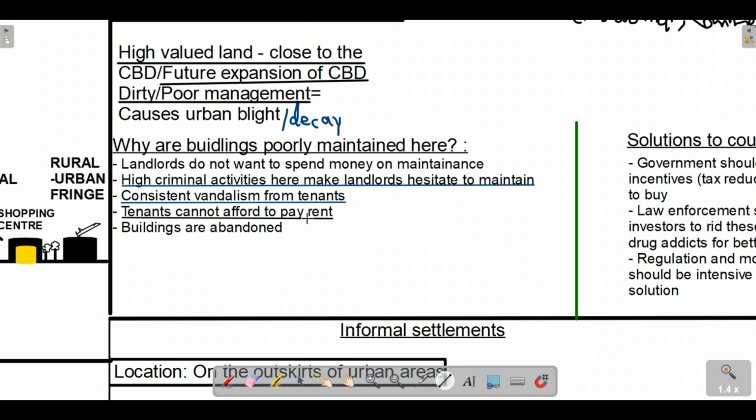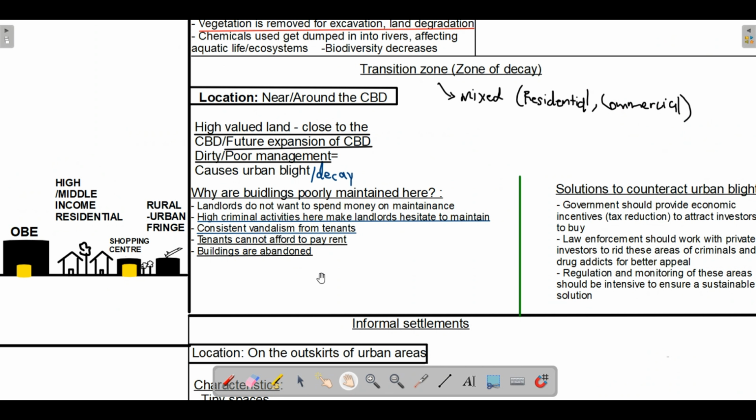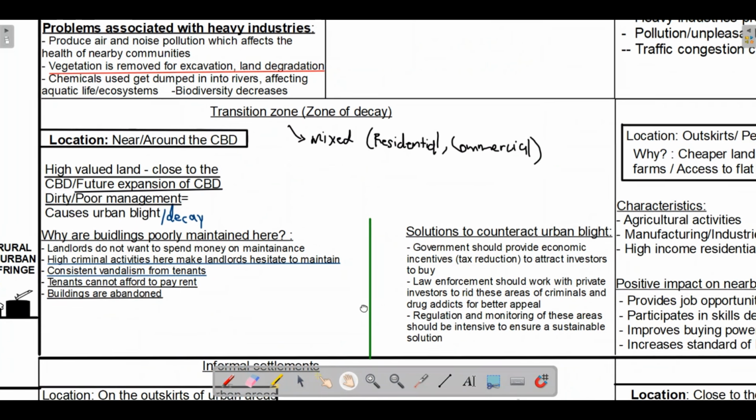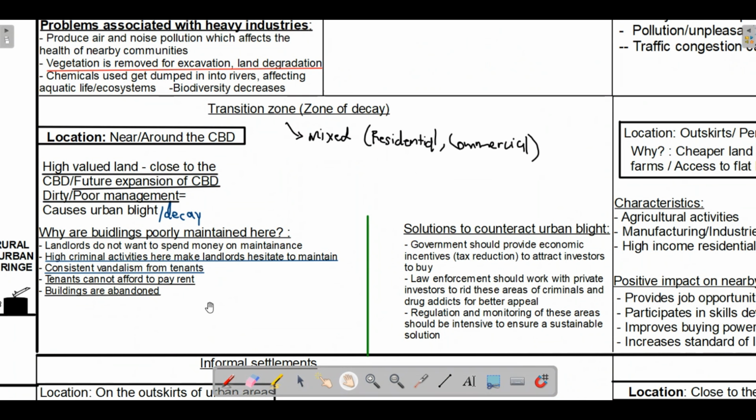Tenants cannot afford to pay rent because they have rights in SA. You cannot just kick them out simply like that. There's a lot of red tape, a lot of processes that you have to go through, courts, so on and so on. So it's quite complicated than it seems, guys.